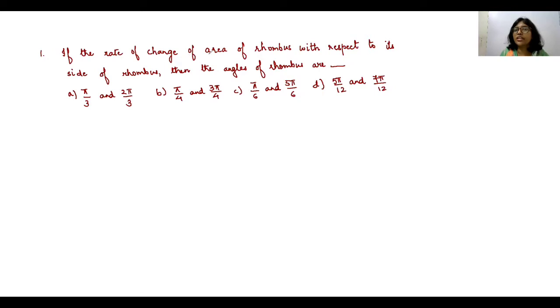Continuing with the questions of the GUJCET 2019 paper. Let's go to the first one. The question here is the rate of change of the area of a rhombus with respect to its side.